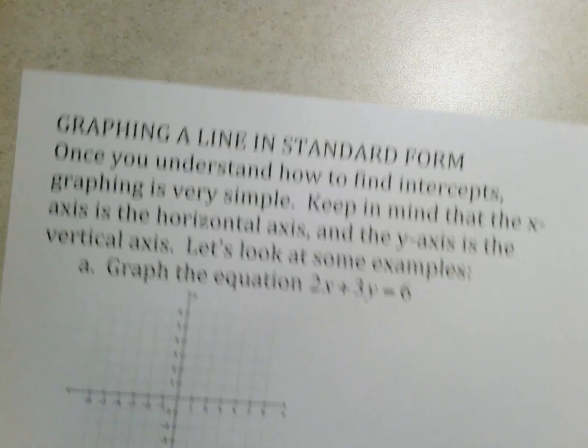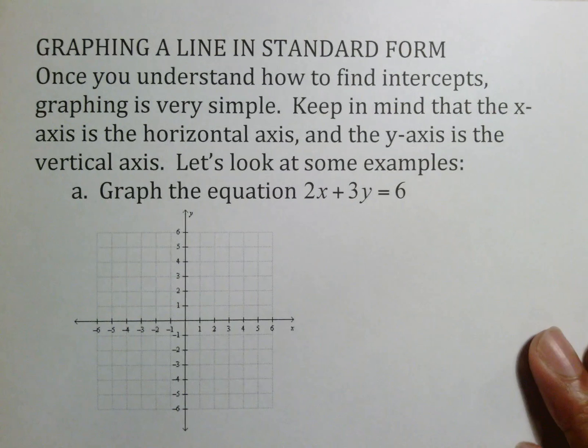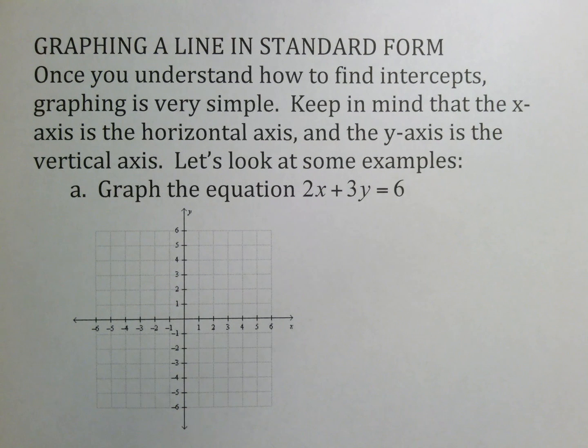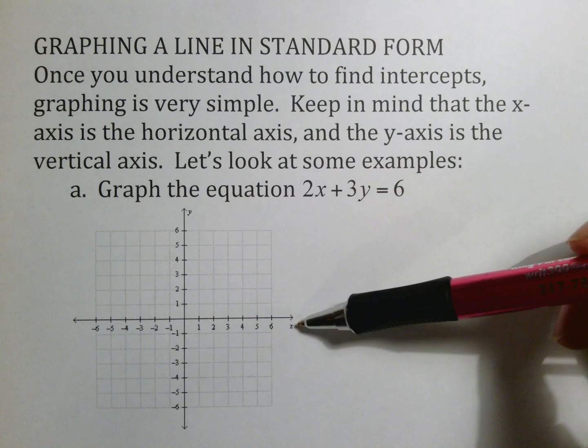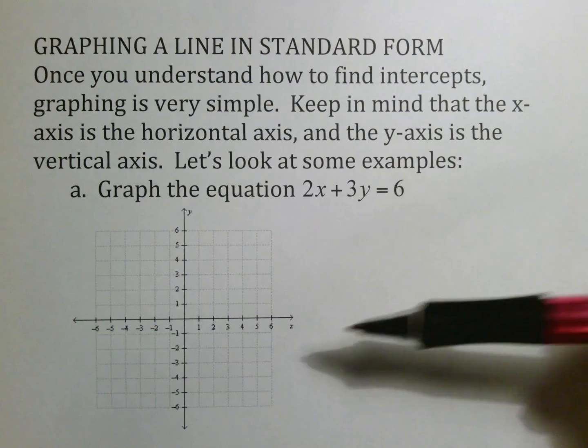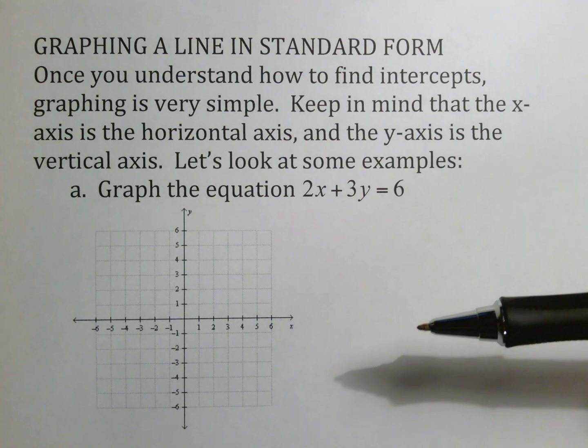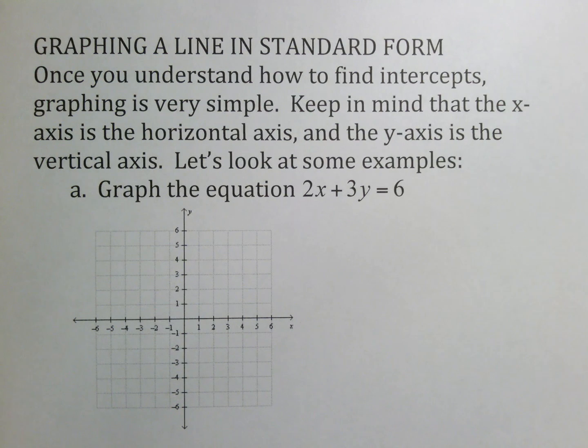Now this is important because of the second part of the day, which is graphing a line in standard form. And as it says, once you understand how to find intercepts, graphing is very simple. Keep in mind that the x-axis is horizontal, it's this one here, and that the y-axis is vertical. The nice thing about most graphs is that they label them for you. Notice you have an x here and a y here, so missing that is more a testament to not really working as hard as you could to find the information, but just be careful and again minimize your mistakes.